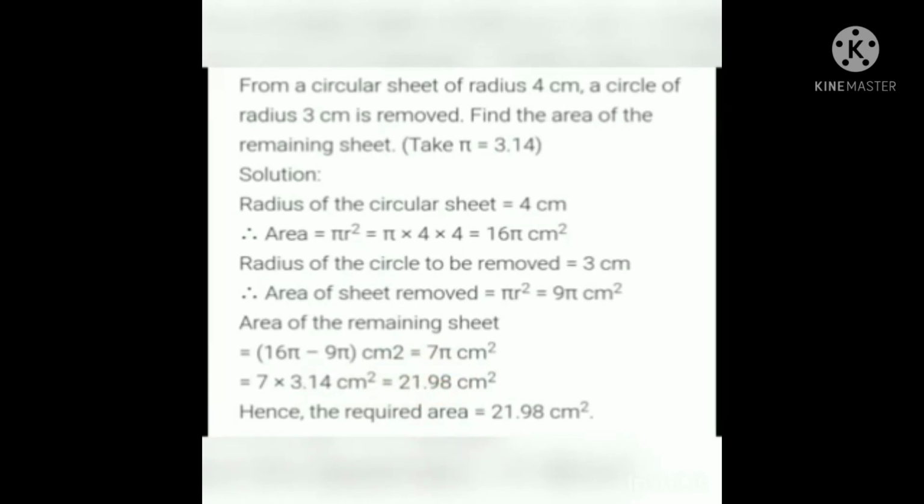required area. So what we did here: a large circle is given, and from that large circle a small circle is removed. First we found the area of the large circle, then the area of the removed circle, then we subtracted. To make our calculation easy, we didn't give the value for pi first, because pi is common in both areas. We kept pi as such, and at the end we gave the value and found the result. In this way, we make the calculation easy. Next question.